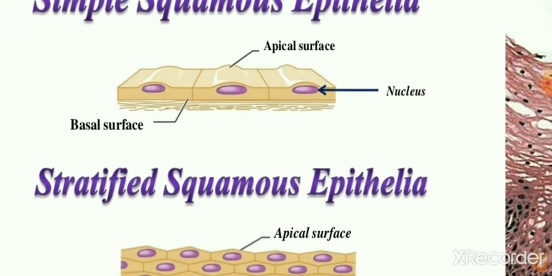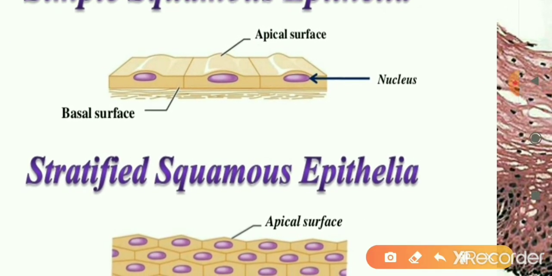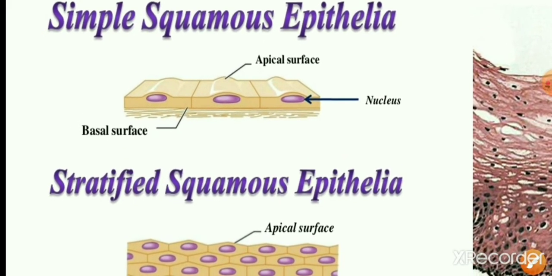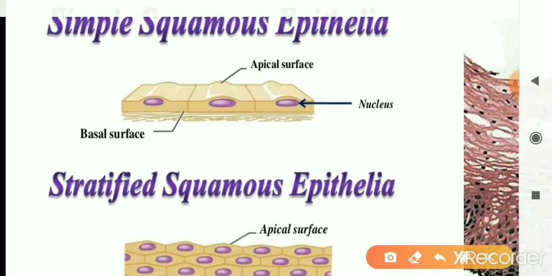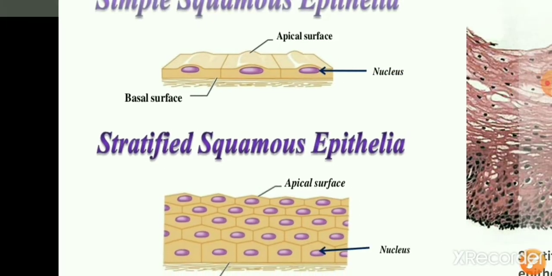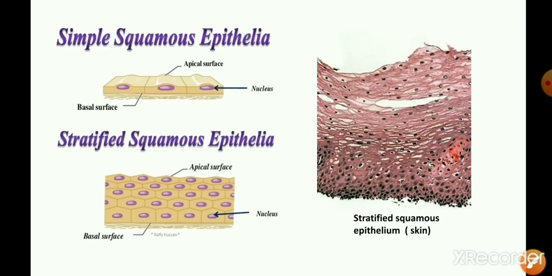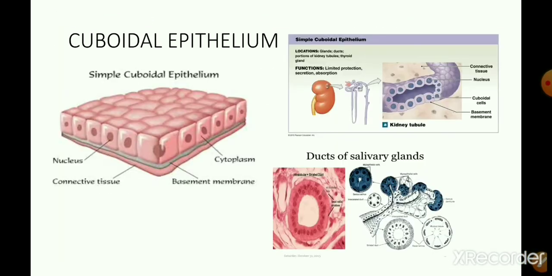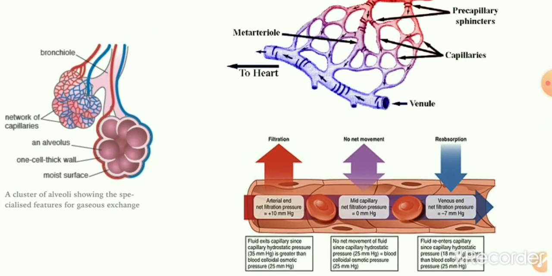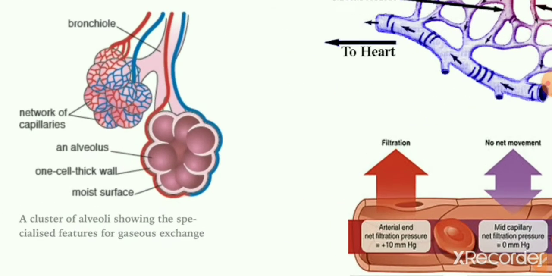You find these squamous epithelium can be either simple or stratified. So the simple squamous epithelium is just made up of one layer of cell, and below this layer, as already told to you, there is the basement membrane present. The simple squamous epithelium, you find it as a lining of the alveoli.